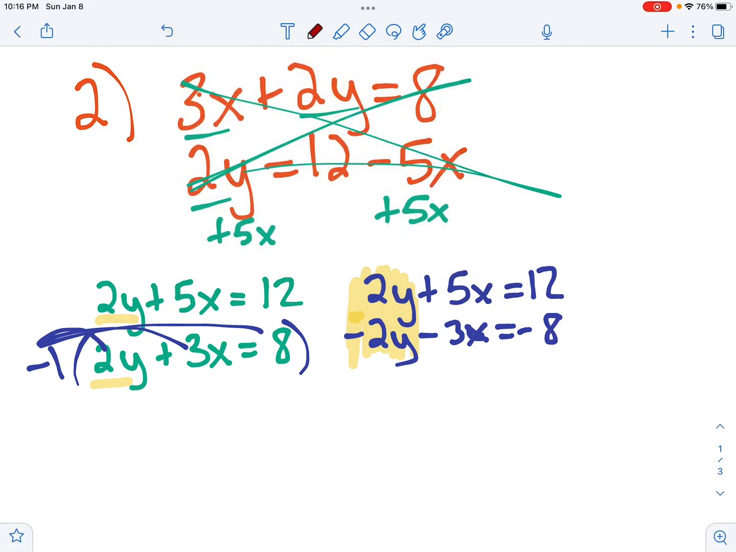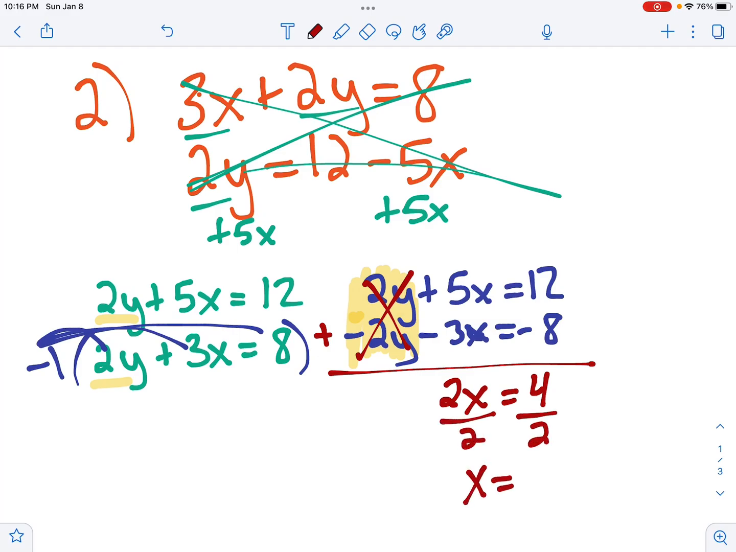So at this point, I can go ahead and add my equations together just like we did on the first one. 2 plus -2 is gone. They eliminate, they cancel. 5 plus -3 would be 2x. 12 plus -8 is 4. Now I'm down to one variable, so I can go ahead and solve. So I'm going to divide by 2 to get x equals 2. Remember, that's only my x.